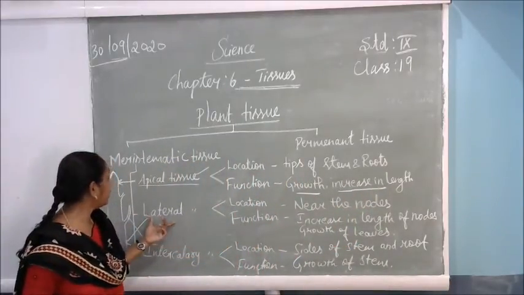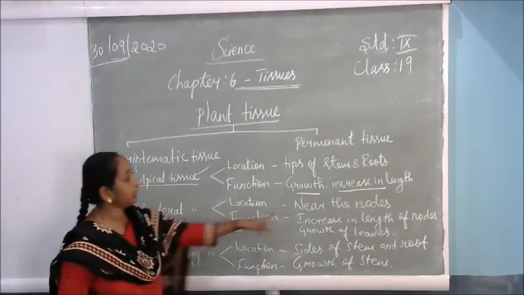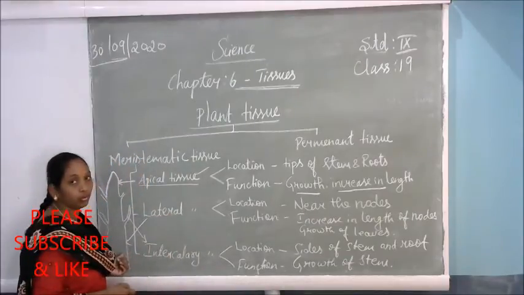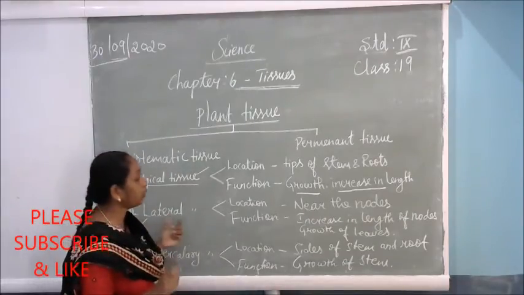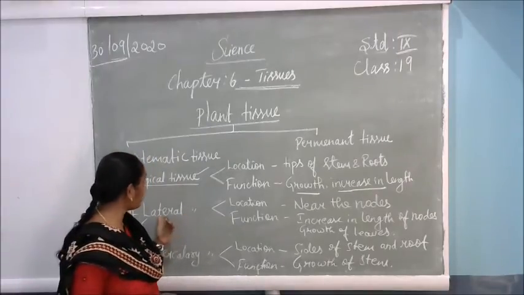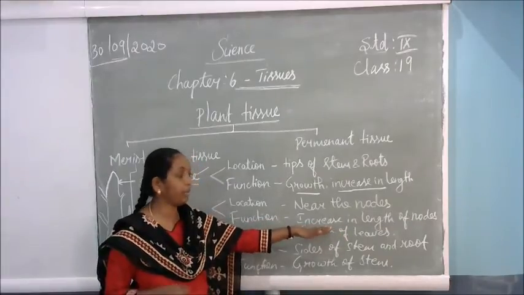Okay. Next is lateral tissues. Lateral tissues will be present near the nodes. The nodes are present in the stem and the roots. So the lateral tissues will be present near the nodes. What is the function of the lateral tissues? It increases the length of the nodes.